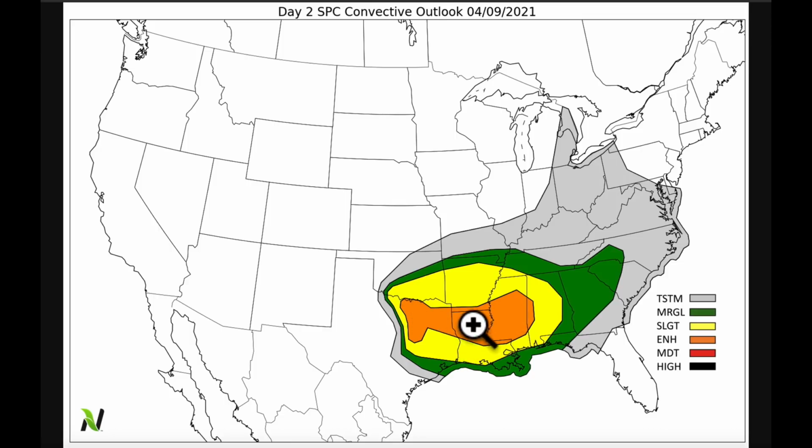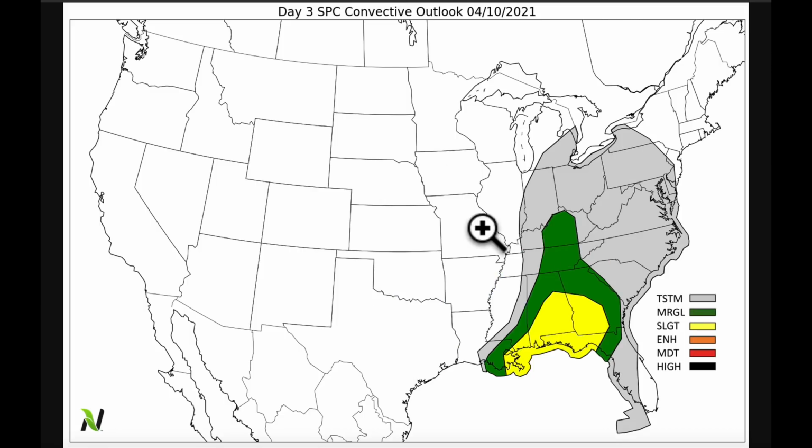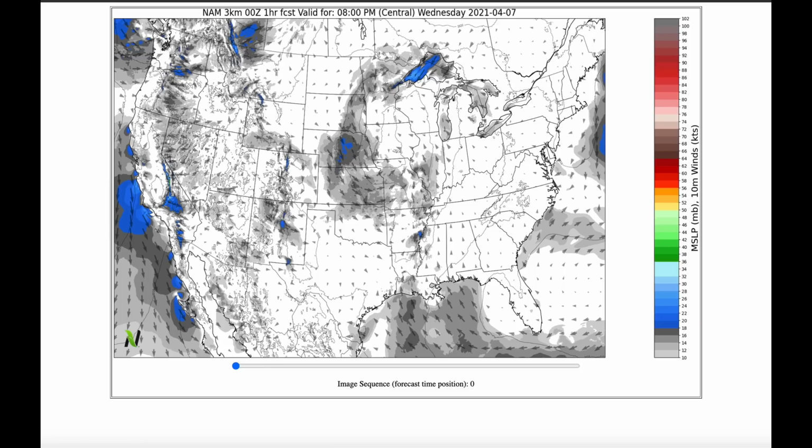It kind of looks like a goldfish, doesn't it? Right in through this area of severe storms. So this is the target from Dallas through central Mississippi. I want to watch very carefully as we get into the day tomorrow on the 9th. From there, we see that the severe weather threat on day 3, which would be the 10th, moves now down into parts of the southeast. So again, this is with the second wave that is coming through here.